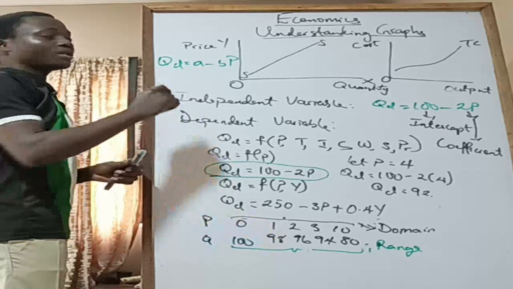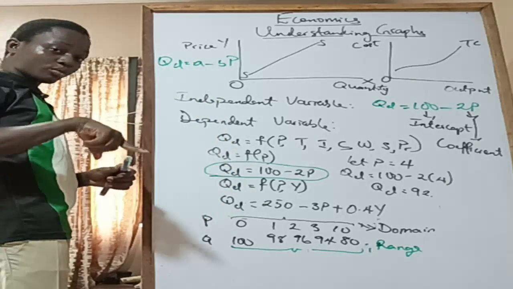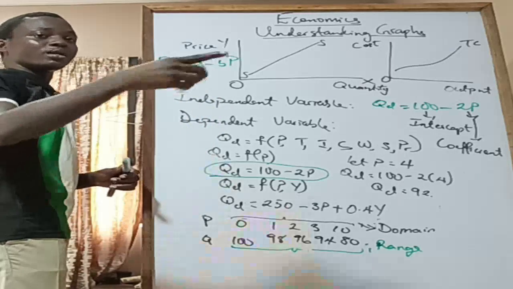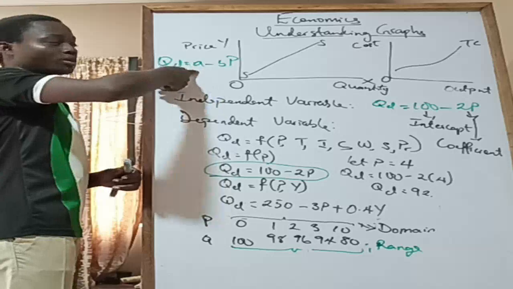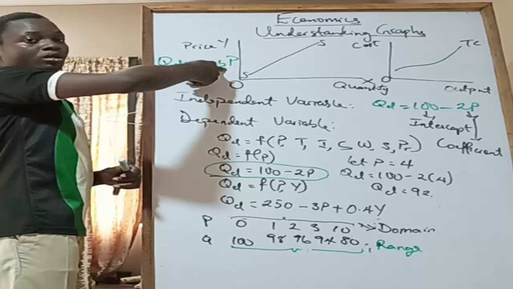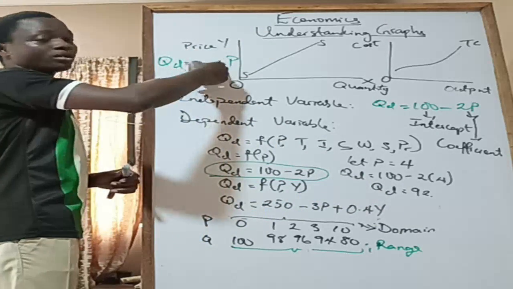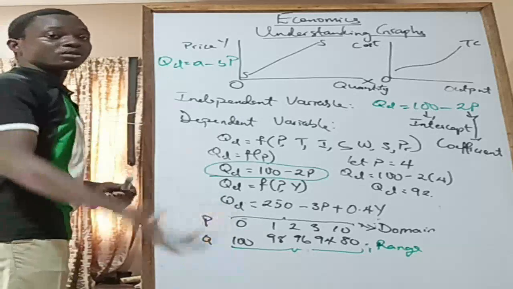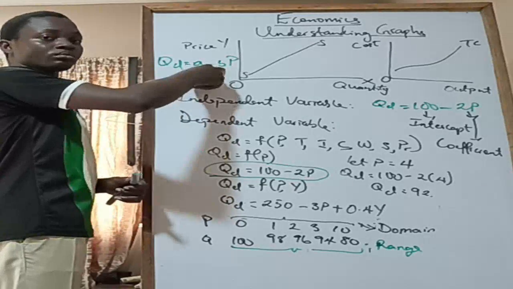When the alphabet, which is not a variable, P is the variable, is yet to take a number, we call it a parameter. So this is the constant parameter, and this is the slope parameter. You understand? Two of them are parameters: A is a parameter, B is a parameter. But by the time we want to look for the slope of the demand curve, for example, what we are going to be left with is B.